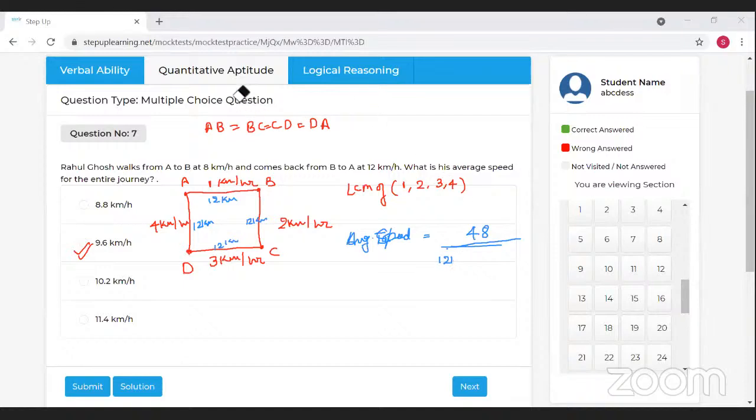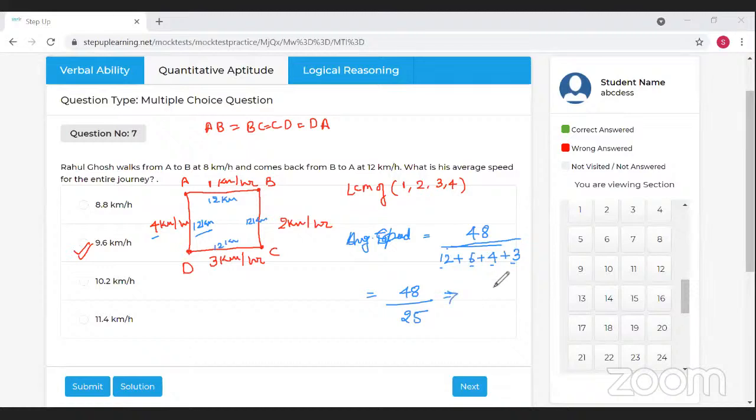For B to C, 6 hours, right? For C to D, 12 divided by 3. So I hope you are understanding. 12 kilometer, the rat is covering at the speed of 3 kilometer per hour. It means that it will take 4 hours. Rajan Shah, 18. 12 kilometer at the speed of 4 kilometer per hour, it means 3 hours. So 48 by 12 plus 6, 18 plus 4, 22 plus 3, 25, right?